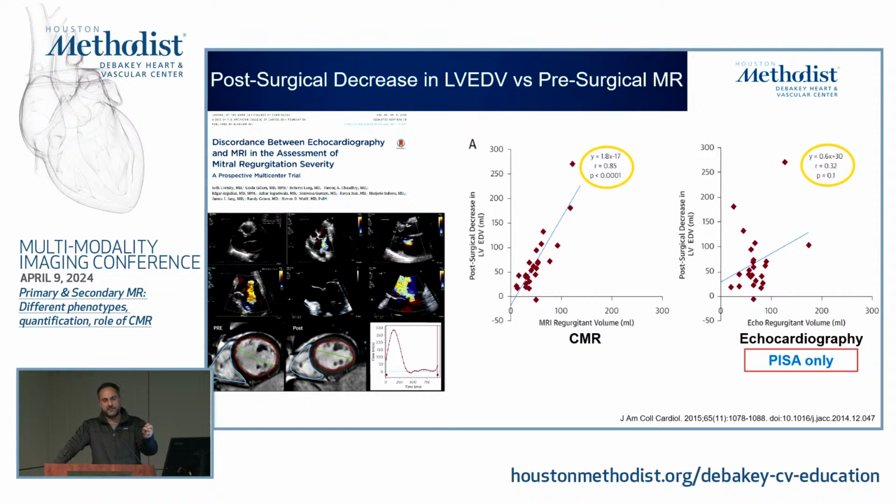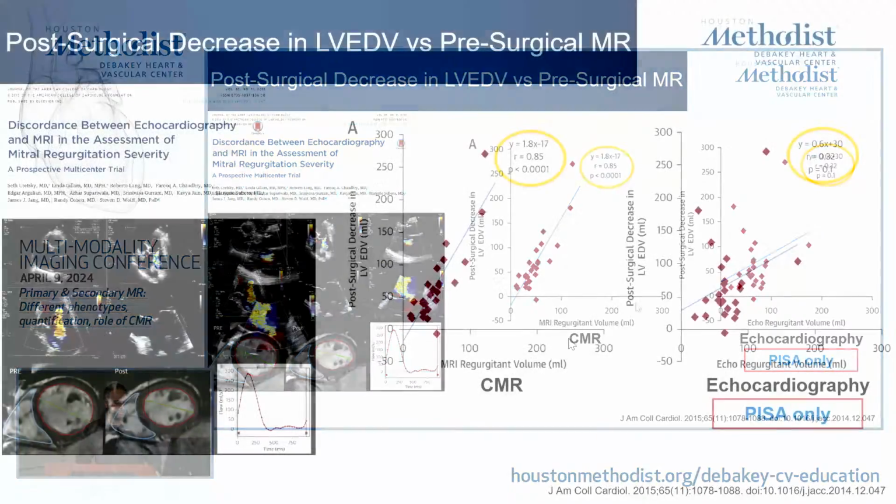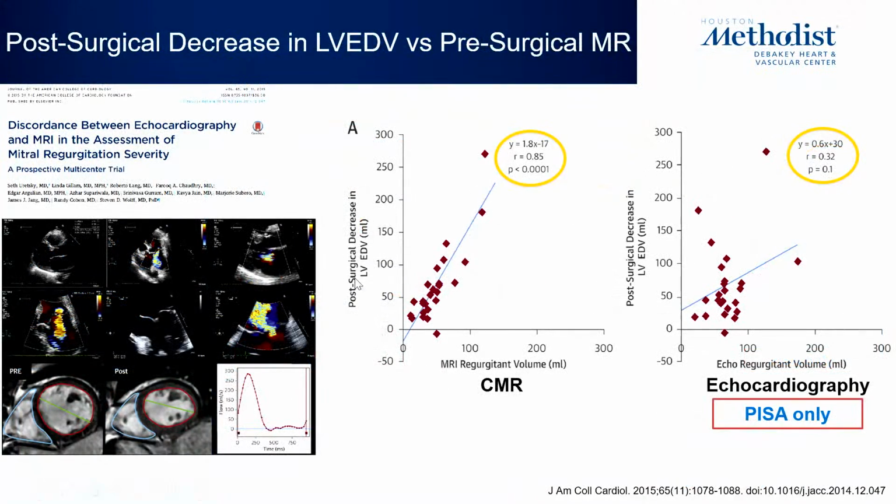as you see on the y-axis here, and then what regurgitant volume pre-repair predicts that remodeling. Meaning, if you're correct on the regurgitant volume, then you should predict the remodeling accordingly. And it showed here, at least in this study, that with CMR, there's a good correlation between preoperative regurgitant volume and postoperative remodeling, whereas on echo using PISA, that relationship was not there.